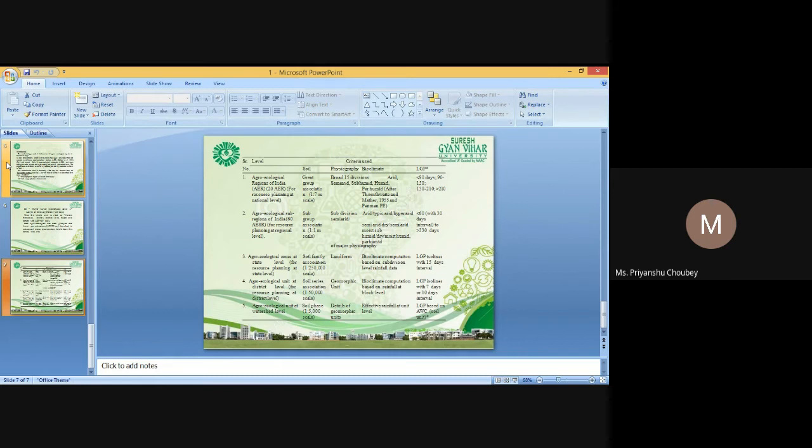Soil series association of 1:50,000 scale and geomorphic units. Bioclimatic composition based on the rainfall at the block level. LGP lines with a 7 days and 10 days interval, and agroecological unit at the watershed level. Soil phase, 1:50 scale, with details of geomorphic units and effective rainfall units, LGP based on the AWC soil units.